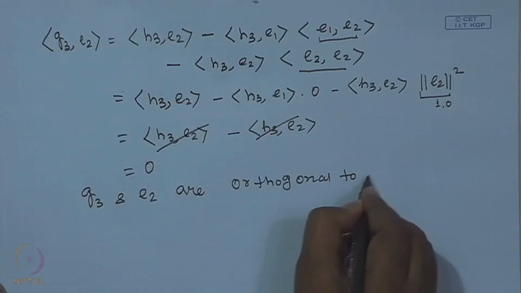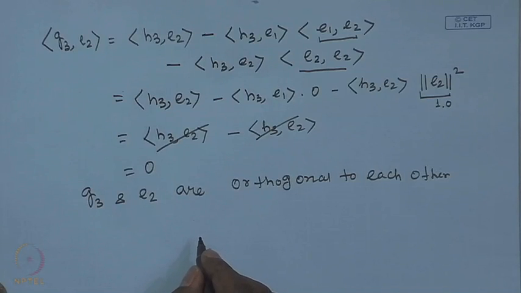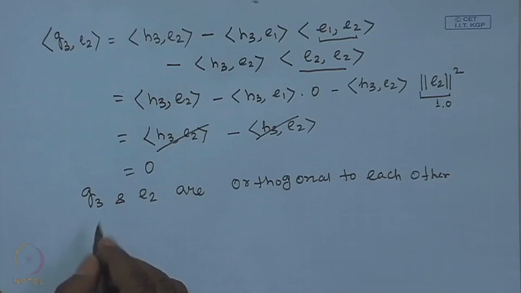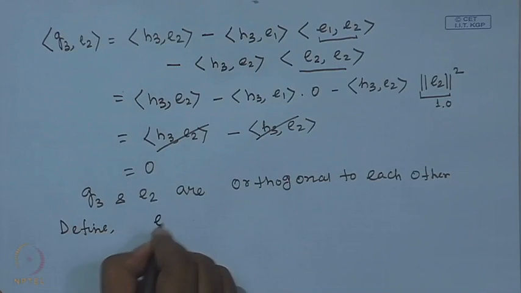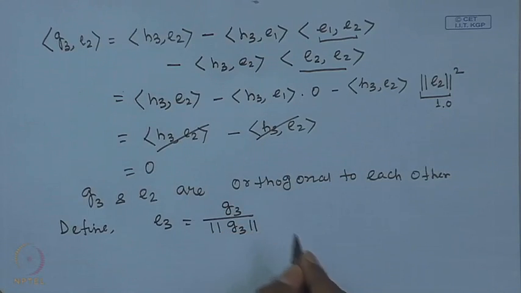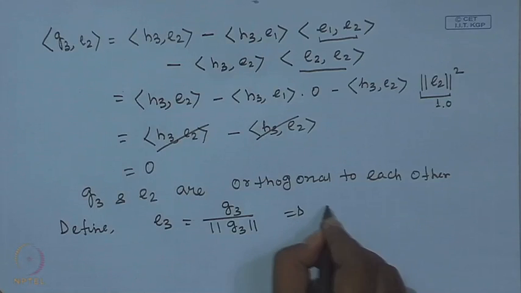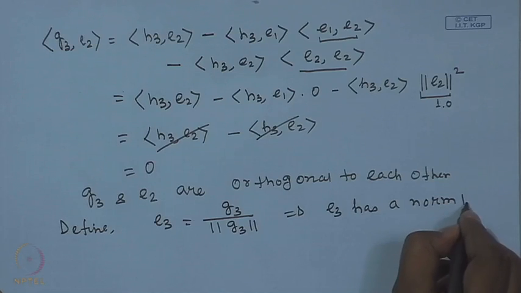orthogonal to each other, but it does not confirm that norm of G3 is equal to 1. So, it is still an orthogonal set, but not an orthonormal set. So, we have to normalize G3 to make its norm 1. So, for that we define E3 such that E3 is nothing but G3 divided by norm of G3. So, this ensures that E3 has a norm 1.